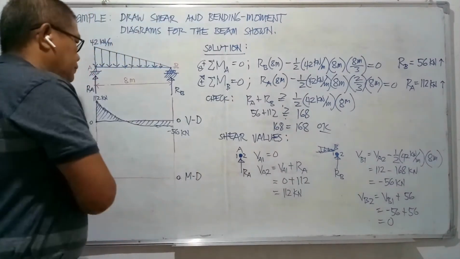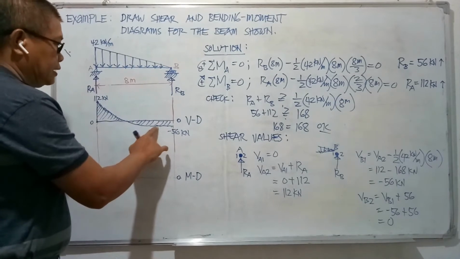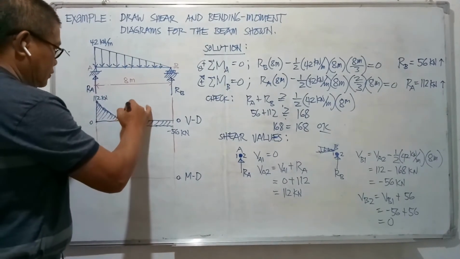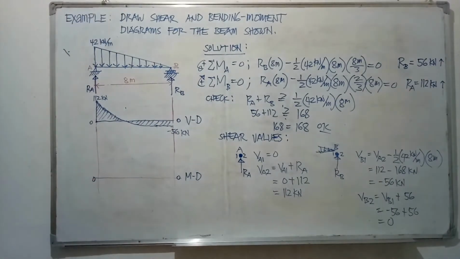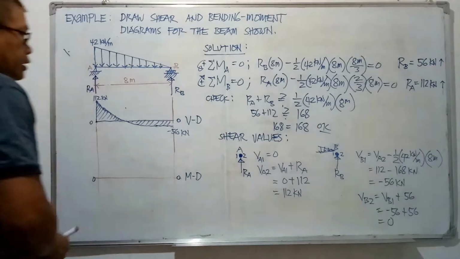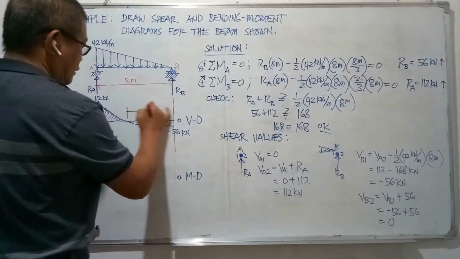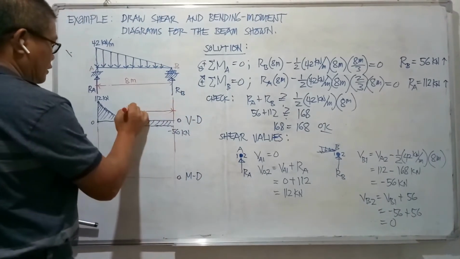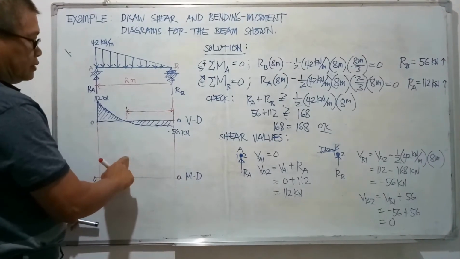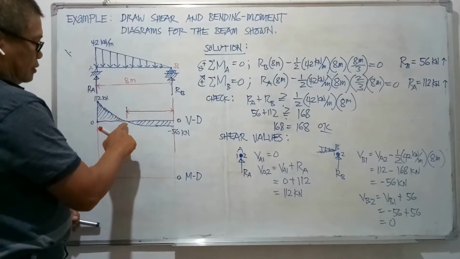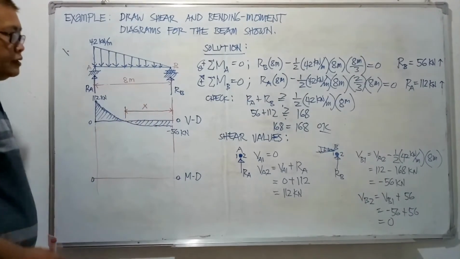Then we'll compute for the moment values. In computing for the moment values, usually at the location of 0 shear is where we can formulate our shear equation to determine the value of moment at that location where shear is 0. We assign that as our x.